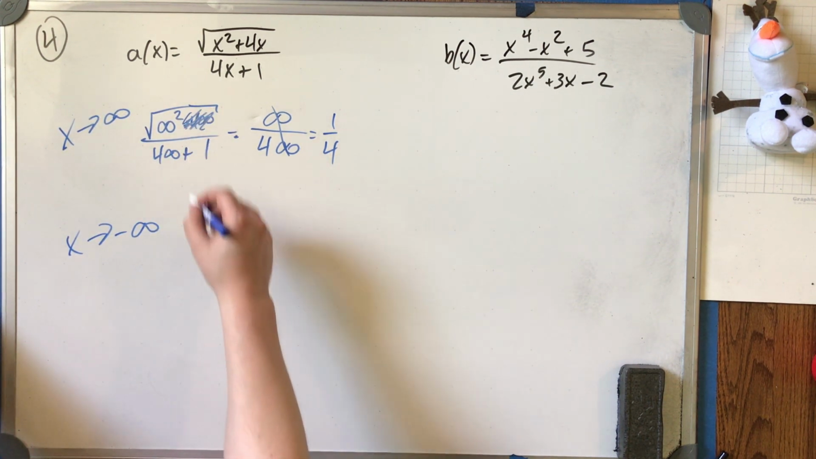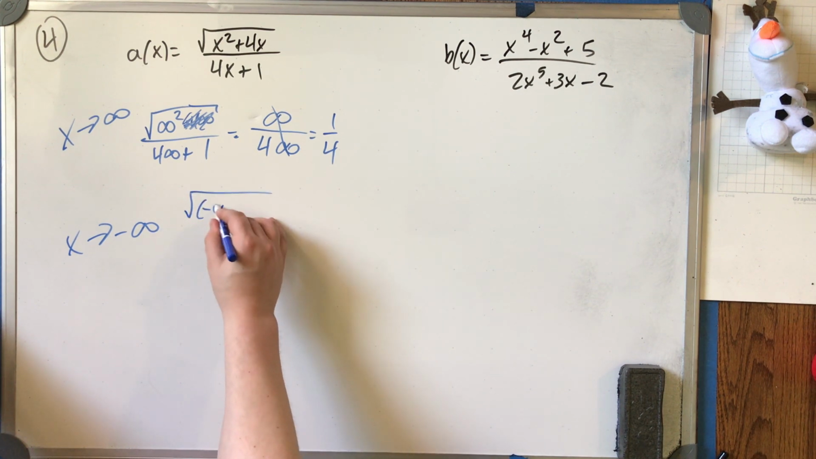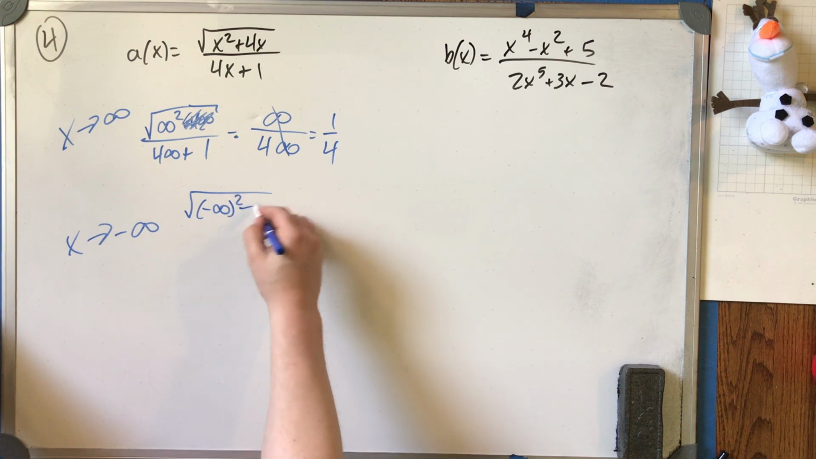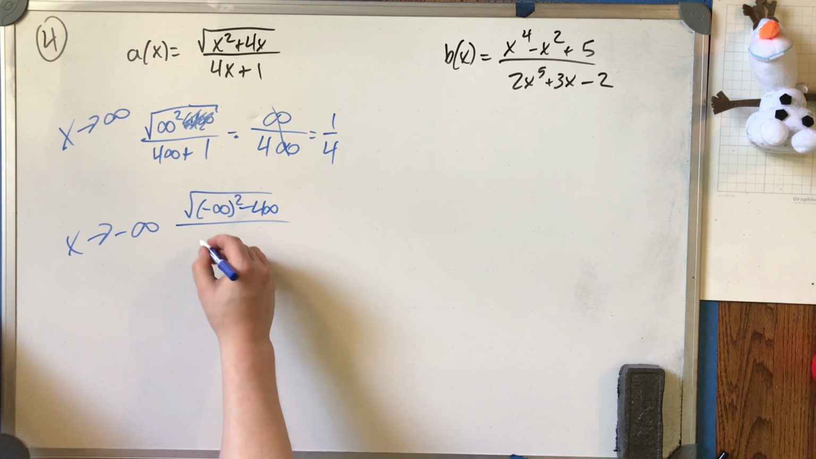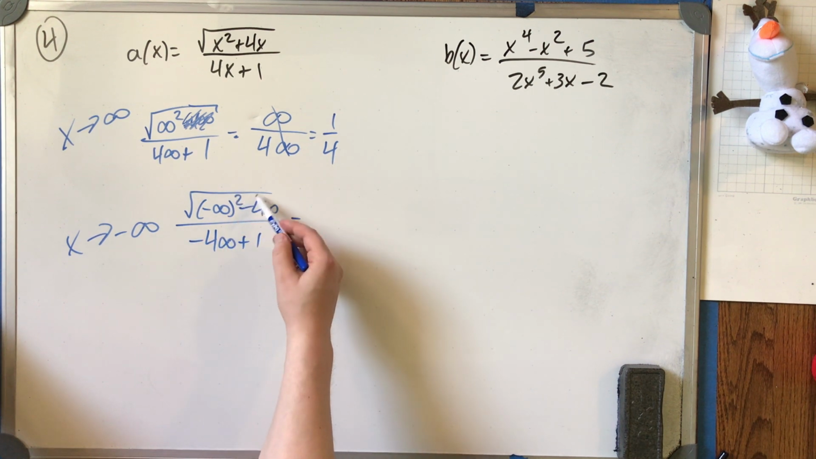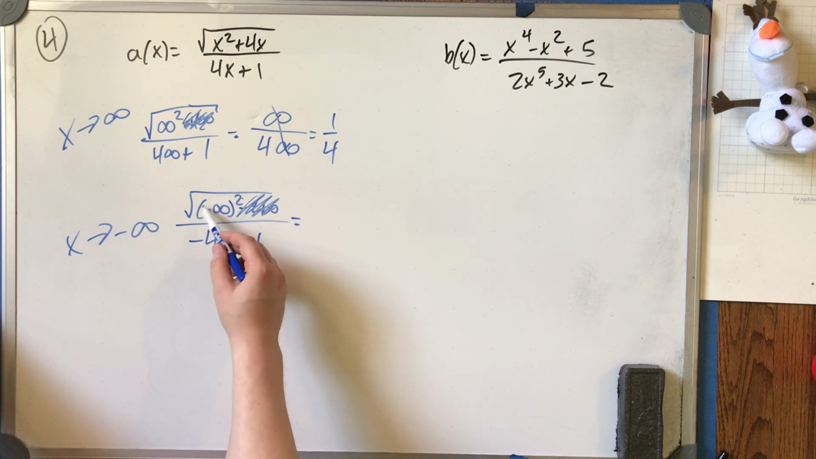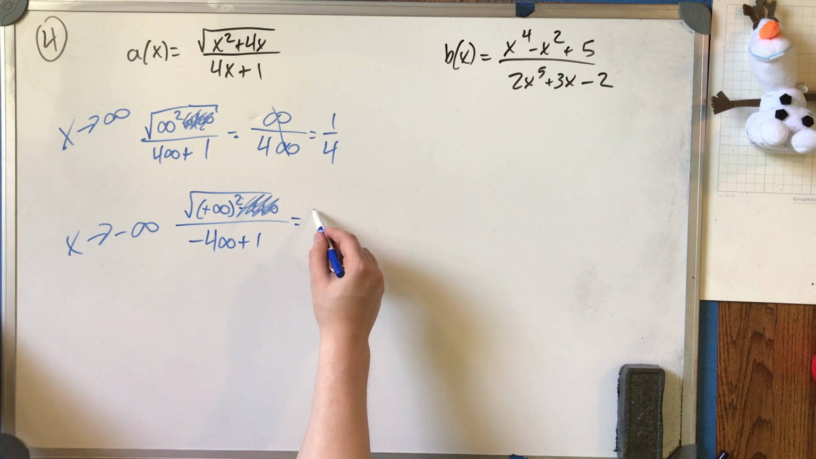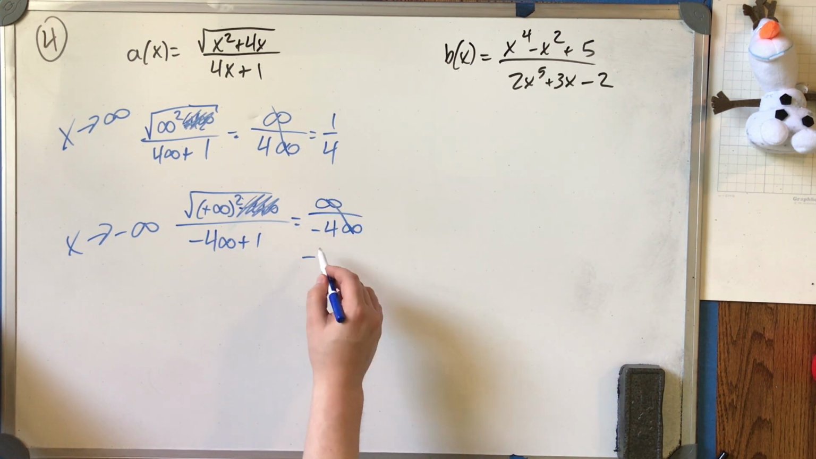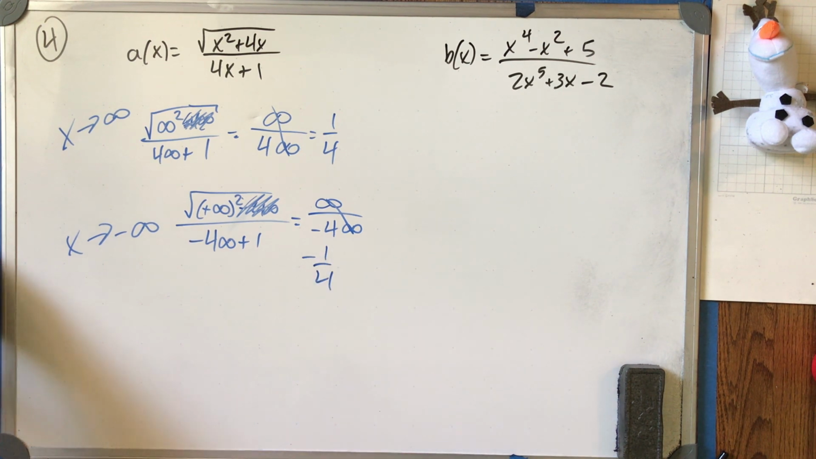Let's do negative infinity. The top is going to pretty much remain unchanged. That will end up being a -4 infinity when I plug in negative infinity, and I get a -4 infinity plus 1. So on top, again, we can ignore this. We're squaring it, so that's positive, square root of a square, positive infinity. On the bottom, we get -4 infinity. So this one's going to be -1/4.